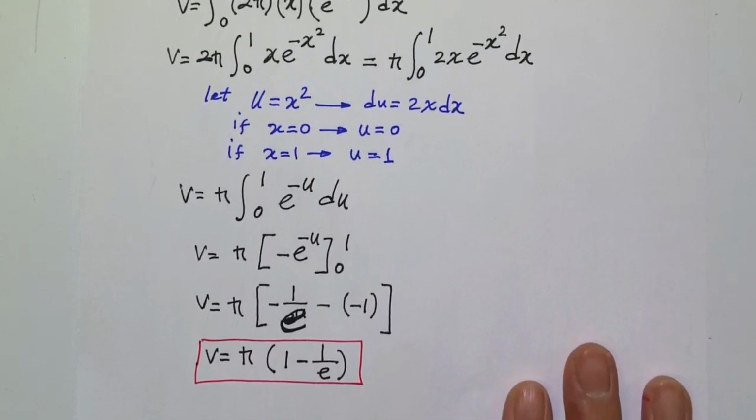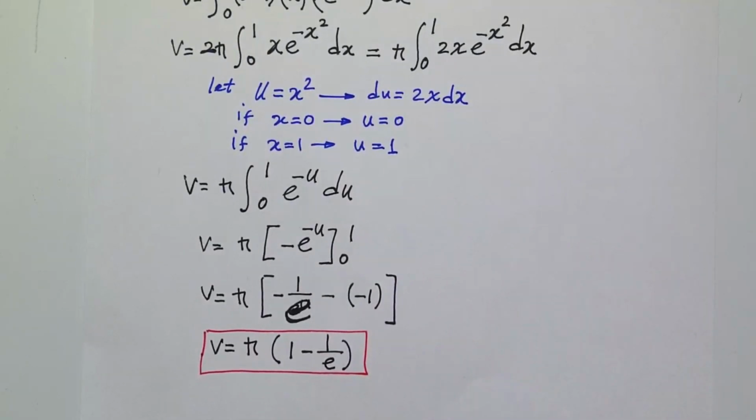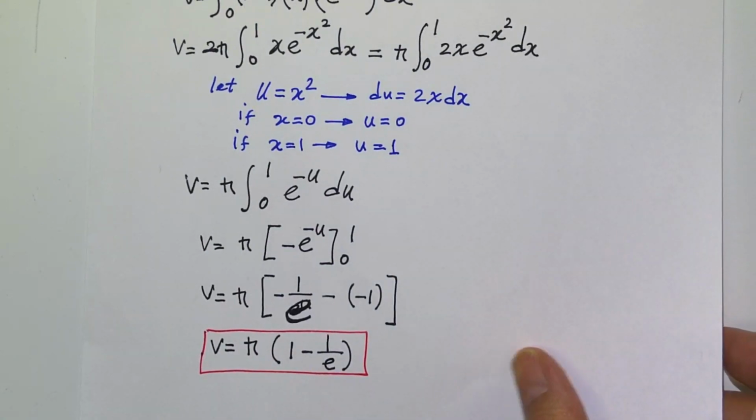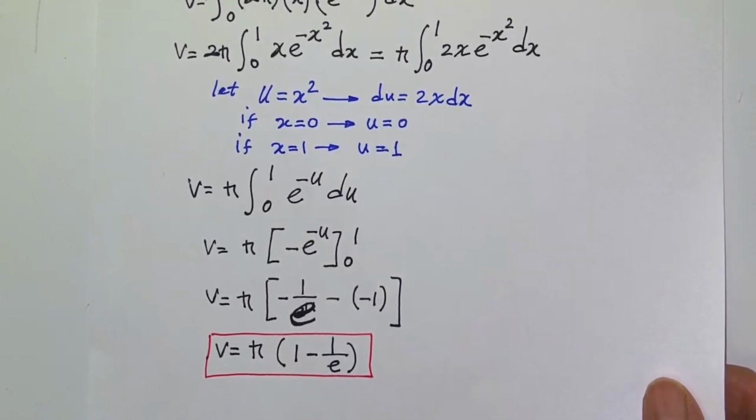I hope this is starting to make sense. We just have to remember that the shell is always constructed parallel to the axis of rotation, and then that gives us the variable of integration, and then we have to determine the shell radius and shell height from that point. All right, let's do another example.